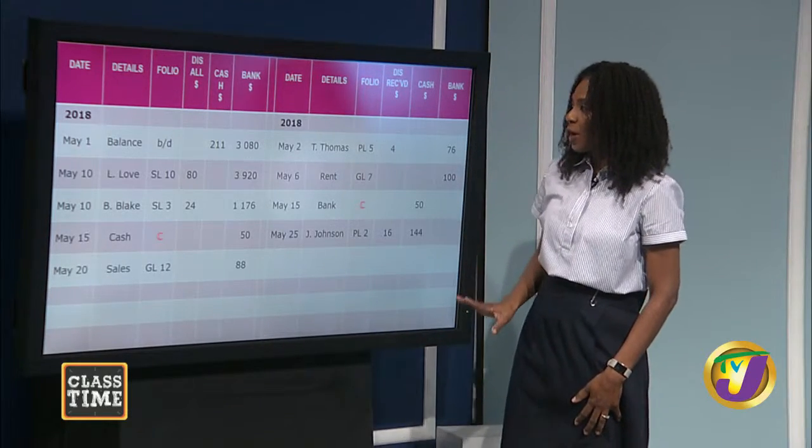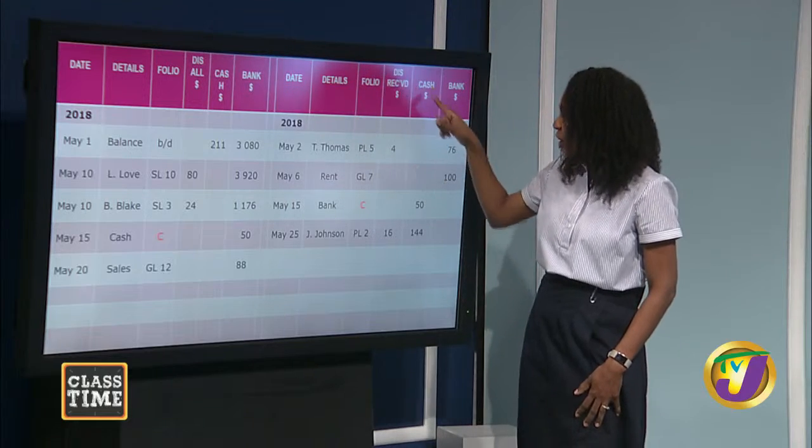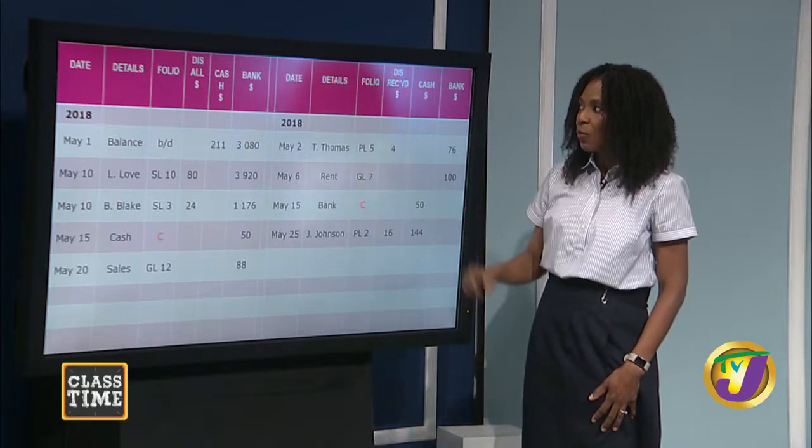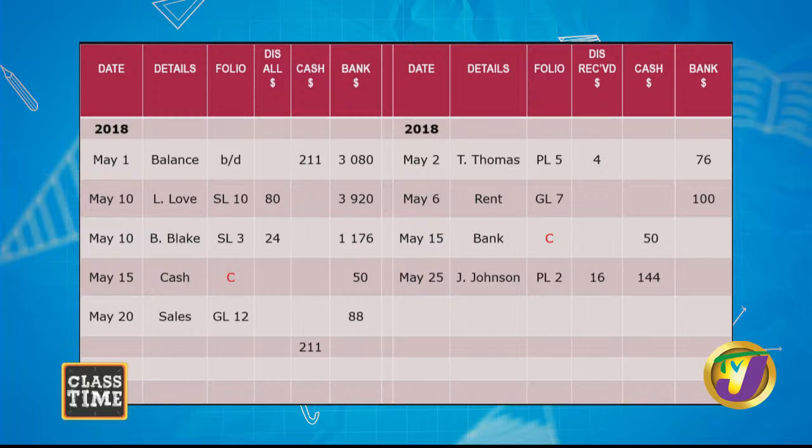So what I'm going to do first is to add each side of the cash column separately as rough work. When I add the debit side, I get a total of 211. See, I put my total there. When I add my credit side for cash, I'll get a total of 194. You can check.